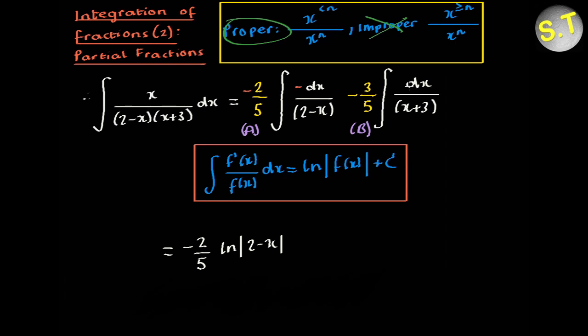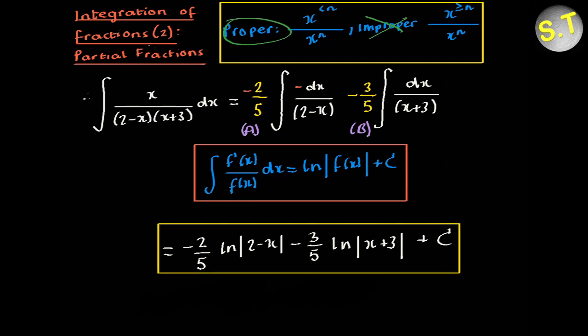This can be thought of as 1 multiplied by dx. So again, we can apply directly our natural log method. So we have minus 3/5 of the natural log of x plus 3. And as always, our constant of integration from this being an indefinite integral.